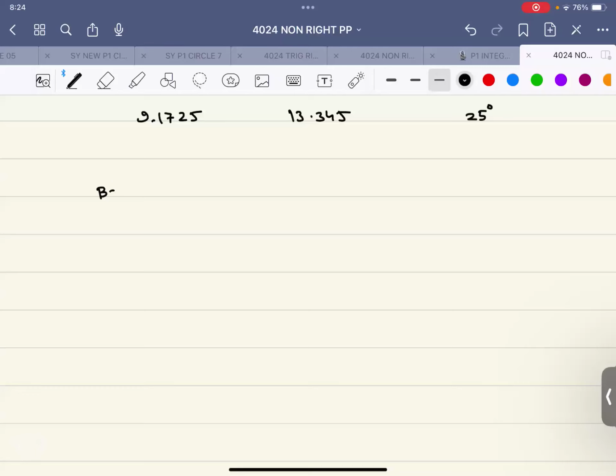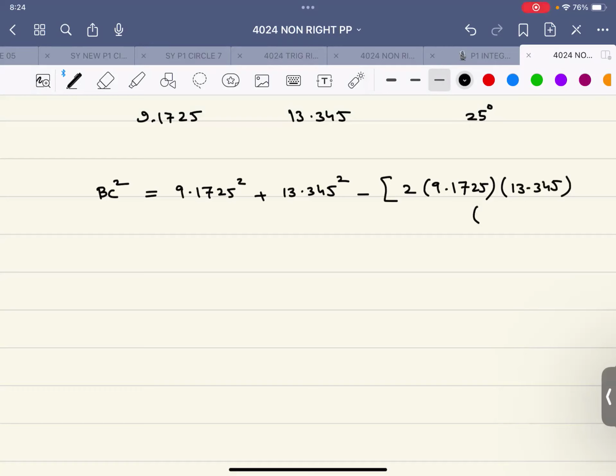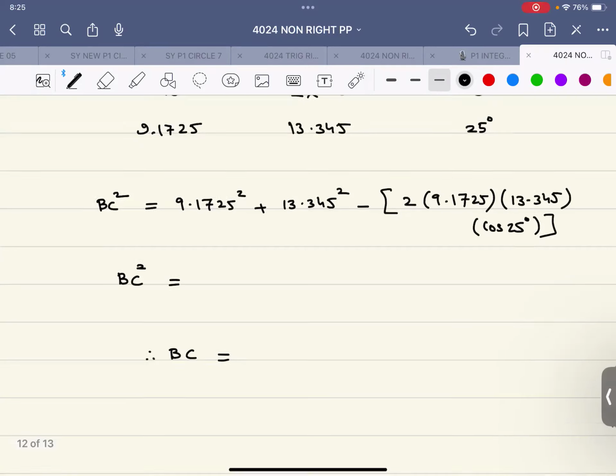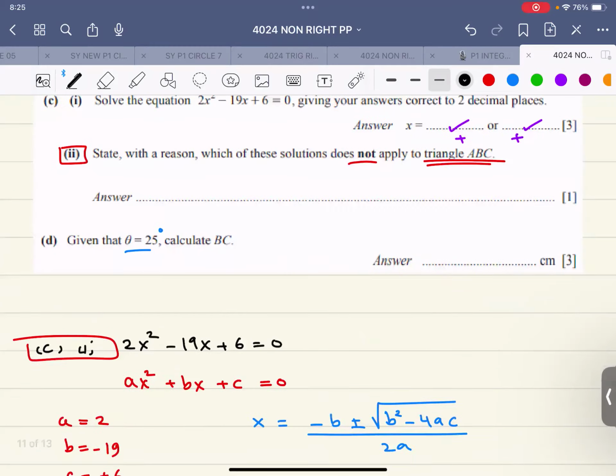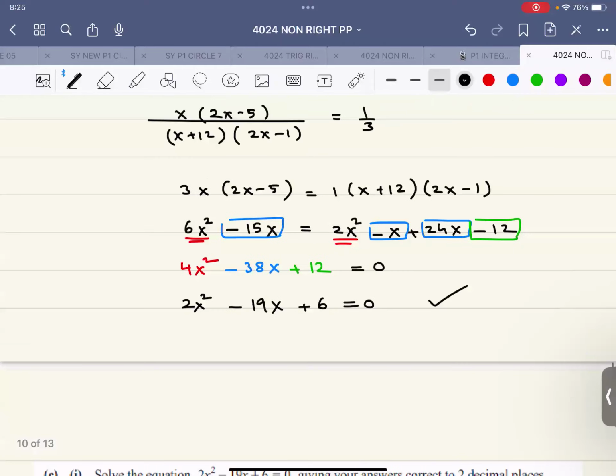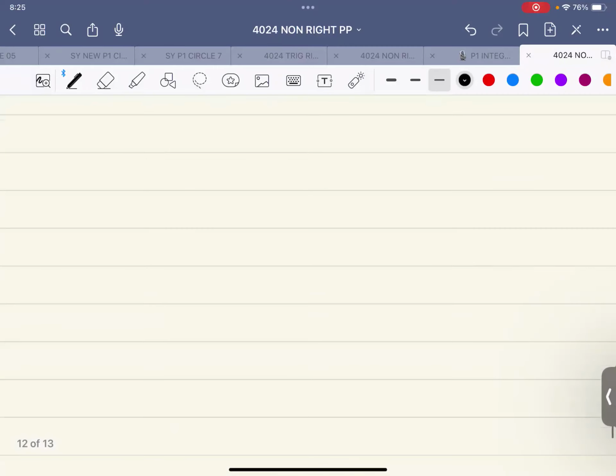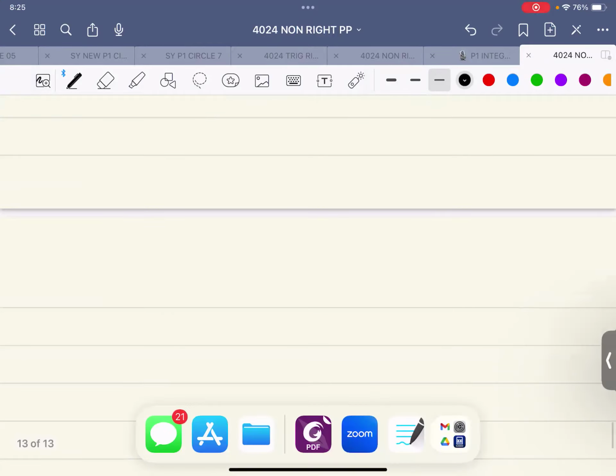Therefore, in order to find the length that we are looking for, which is BC, we are applying the cosine rule. So BC square is 9.1725 whole square, plus 13.345 whole square, minus 2 into 9.1725 into 13.345 into cosine of 25 degrees. And now it's just using a calculator. Remember, this value will be BC square. Therefore, BC will be the square root of that. So that was nothing special over here. The main thing was this concept of using the formula and then simplifying things and solving a quadratic related to it. So that completes the concept of non-right angle triangles.